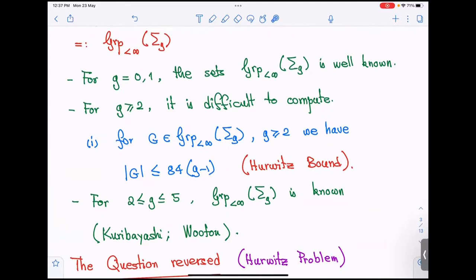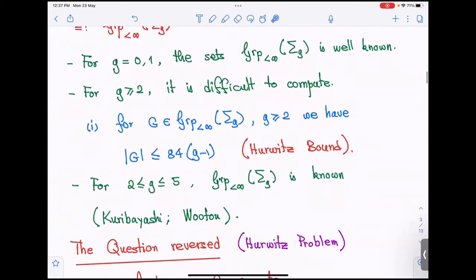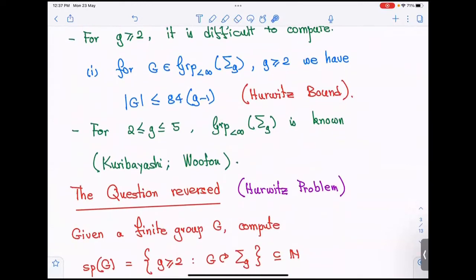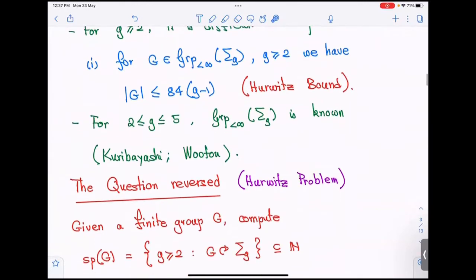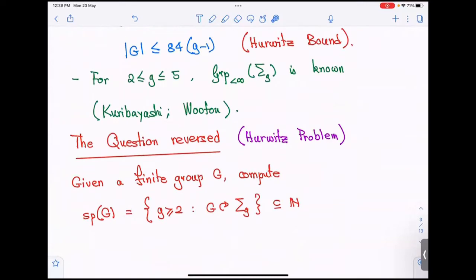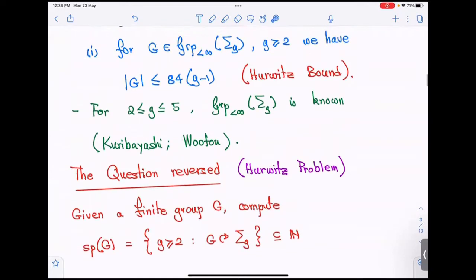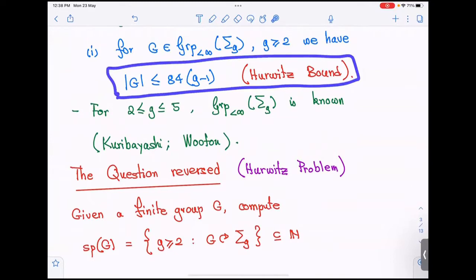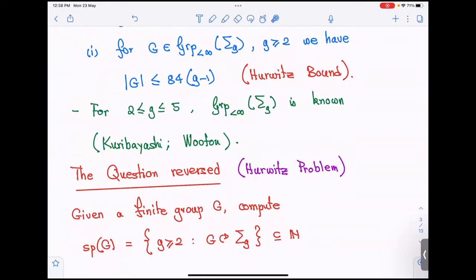And if I reach genus 12, you need machines to list down what the possible groups are. So at that point, this is a question in the reverse direction. You should fix a group and look at all genus where the group can possibly act. And there is this little result, also called the Hurwitz bound. Due to this, I don't have to go too far.